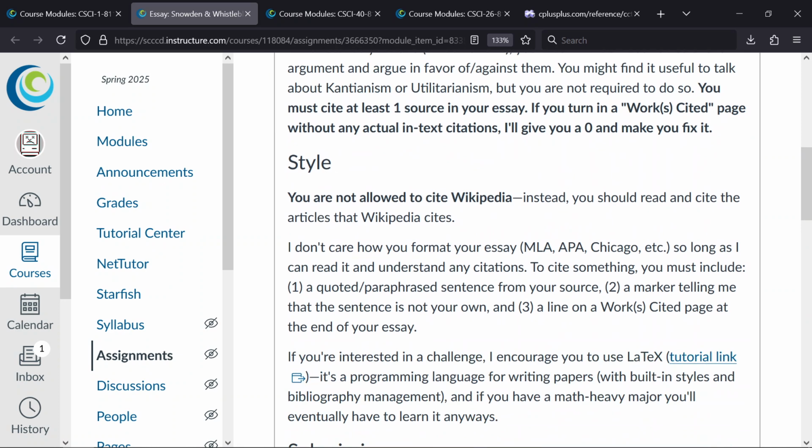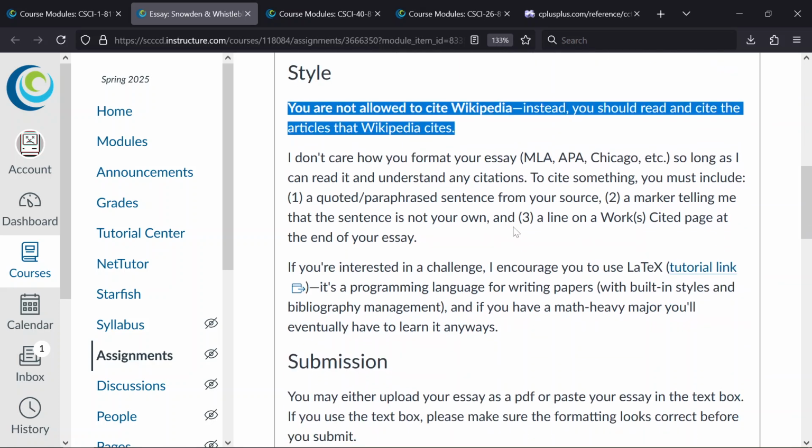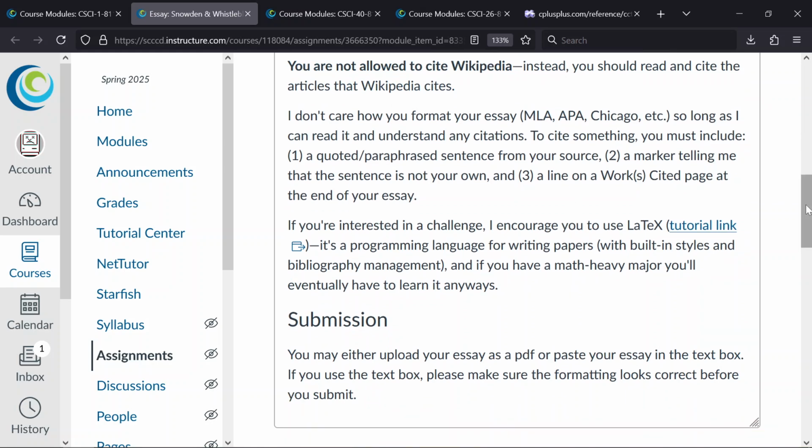And then the last thing about citations is you can't cite Wikipedia, just like every other English teacher tells you. Instead, go to the little articles that Wikipedia is citing. Go to those, read those, use those as your source. Okay, I hope that makes sense. And you can do it in any way, MLA, APA, I don't care, as long as I can understand what you're trying to say, and as long as you have an in-text citation.